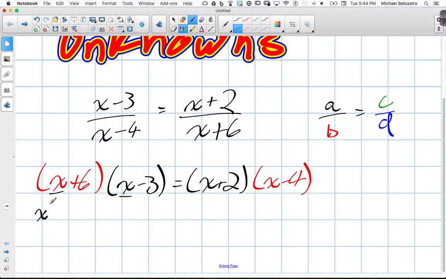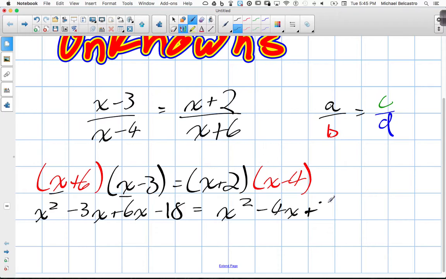X times x gives us x squared, x times negative 3 gives us negative 3x, 6 times x is 6x, and 6 times negative 3 is negative 18. Yes. X times x is x squared, x times negative 4 is negative 4x, 2 times x is positive 2x, and 2 times negative 4 is negative 8.